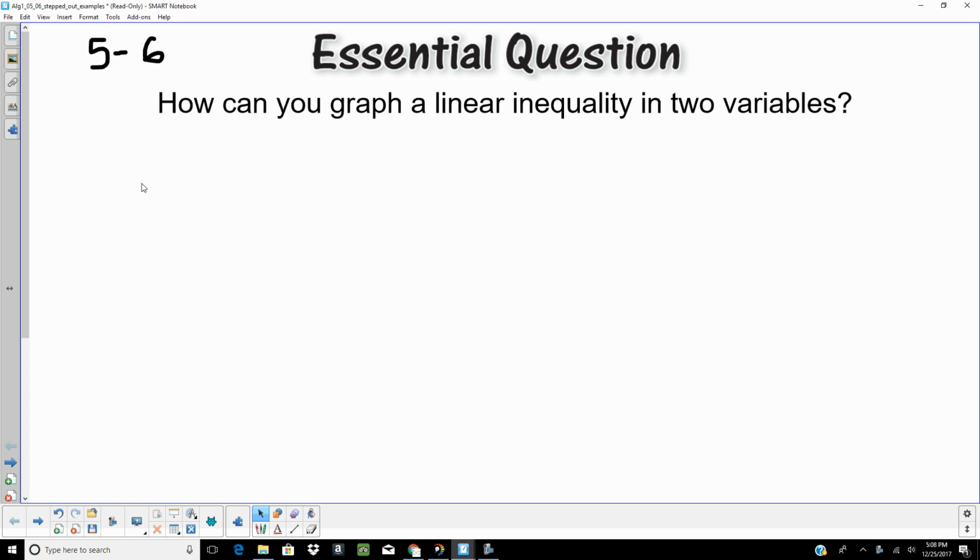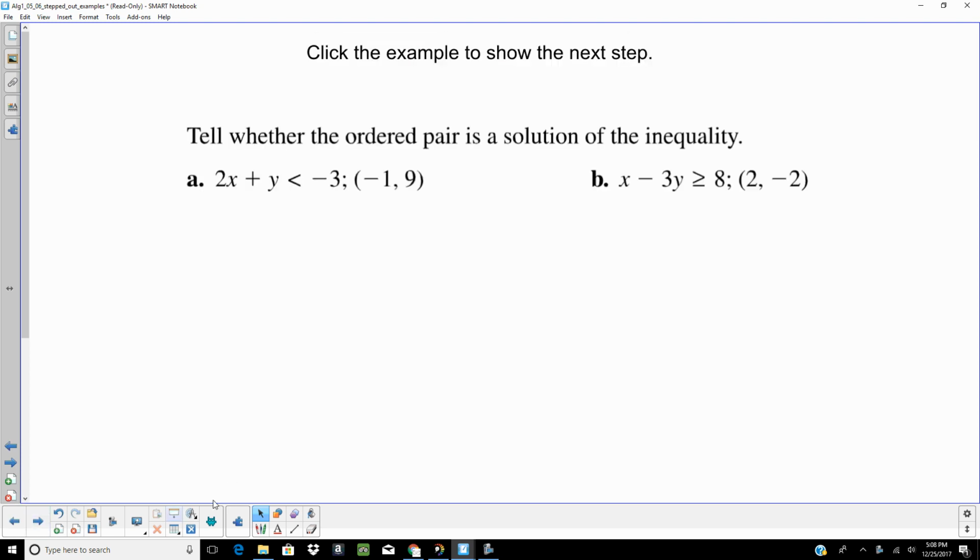Hello, today we are doing Chapter 5, Section 6. Our essential question is how can you graph a linear inequality in two variables? It's really not that bad.